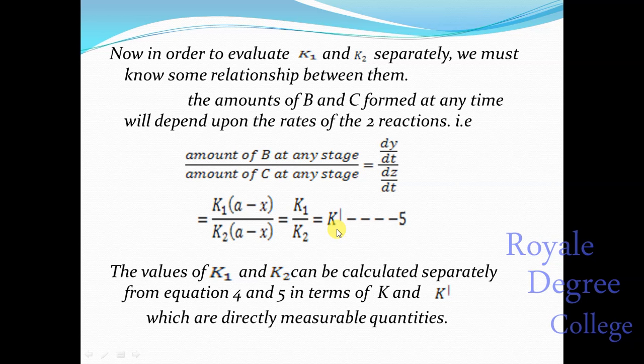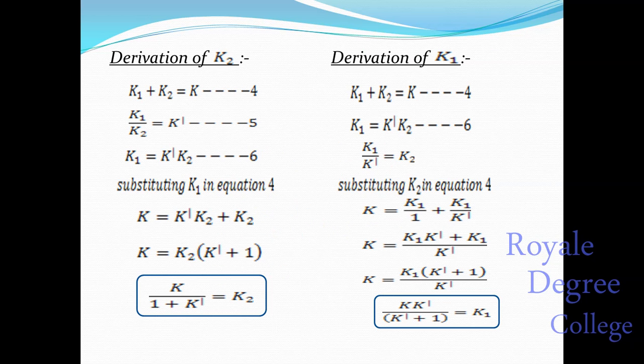So the values of k1 and k2 can be calculated separately from equations 4 and 5 in terms of k and k dash, which are directly measurable quantities. Now we'll see the derivation of k2. k1 plus k2 is equal to k. We know this, it is our equation number 4. Then k1 by k2 equal to k dash, it is equation 5. Then k1 is equal to k dash k2.